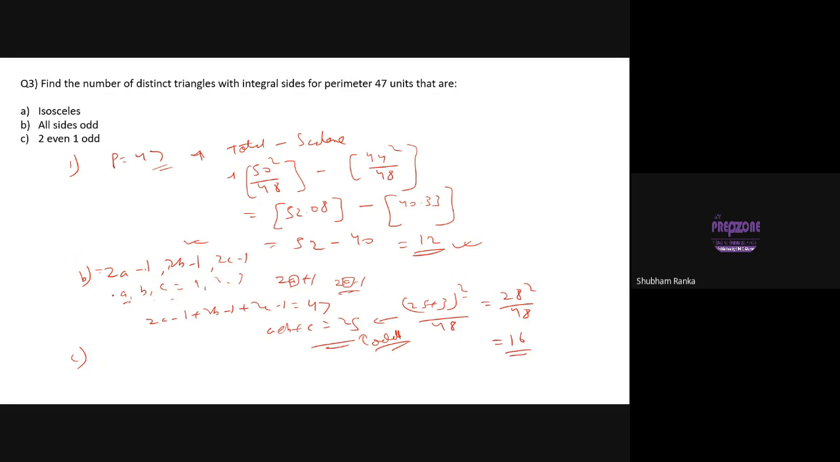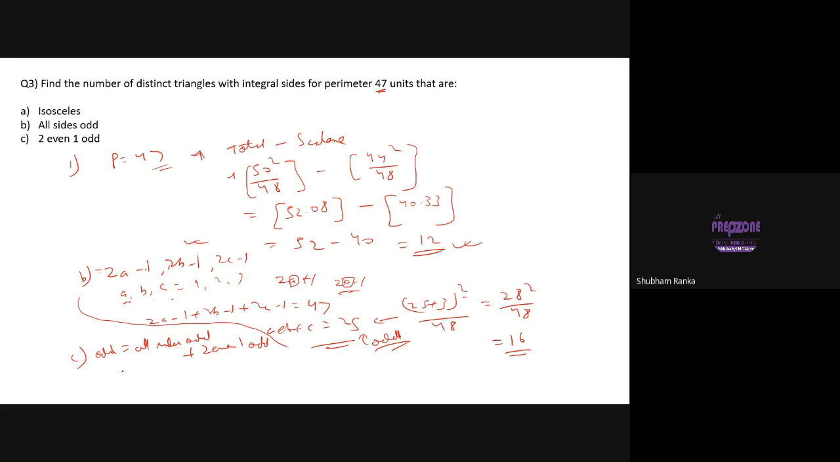C is just directly a result of the above two. Essentially, I know the total triangles. So basically, if a triangle has an odd perimeter, what cases can there be? Either all sides will be odd, or it will have two even and one odd. There's no other case. Two odd and one even will give an even perimeter. So here we have an odd perimeter, so there can only be two cases: either all sides will be odd or two even, one odd.